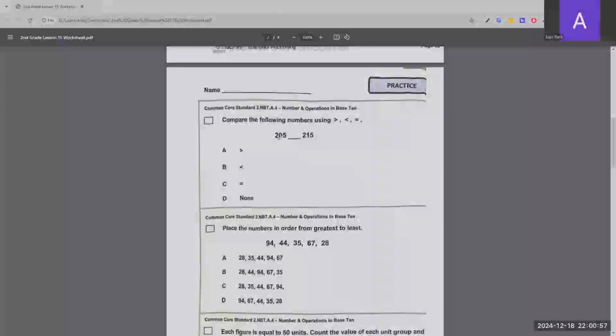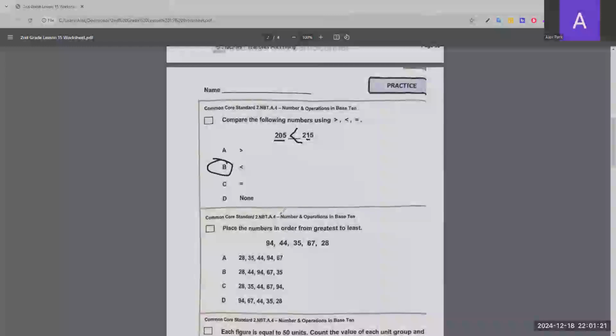So now going back to our problem, 215 and 205. So since there's a 1 in the tens place here and there's nothing here, we can say that 215 is greater than 205. So we use this symbol because it's opening up to the greater number, which is B.